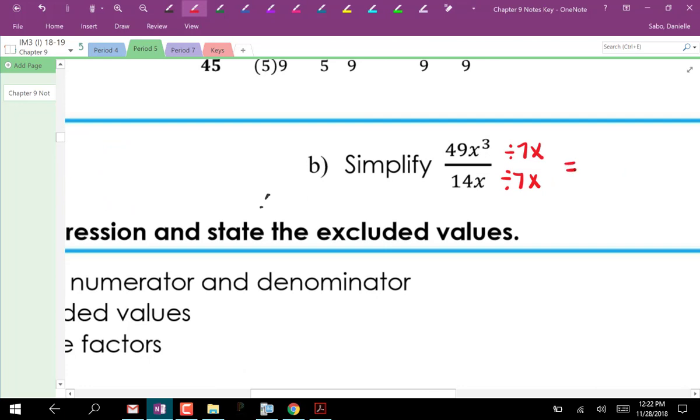Well, 49 divided by 7 is what? Now be careful with this one. X cubed divided by x. What is left? X squared. Very good. Because you started with 3, we canceled 1 out. Now we only have 2 left. Now 14x divided by 7x is just, careful, 2. No, you're fine. All good. 7 plus 7 is 14. Do you have any questions on just the basics of simplifying?